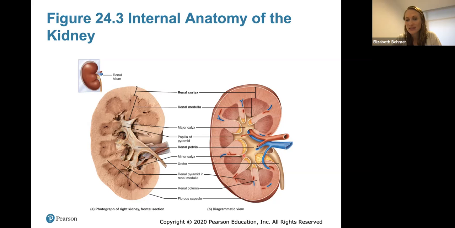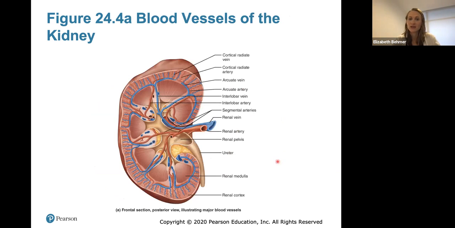The minor calyxes, when 2 or more come together, they form a major calyx. And then the renal pelvis collects all the urine that's formed from the major calyxes, and the renal pelvis will empty that urine into the ureters, which take the urine to the bladder.